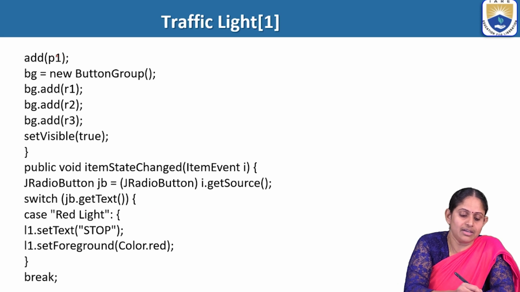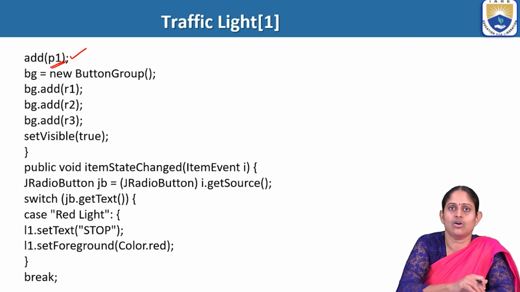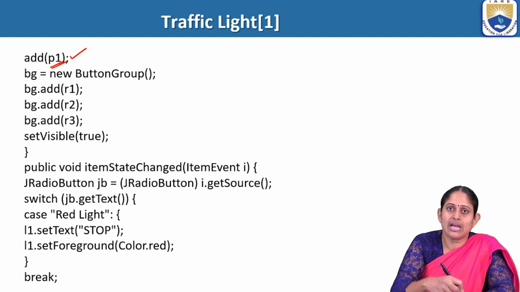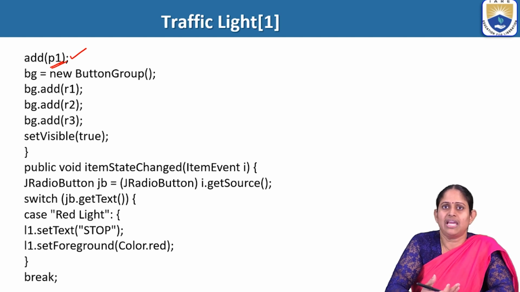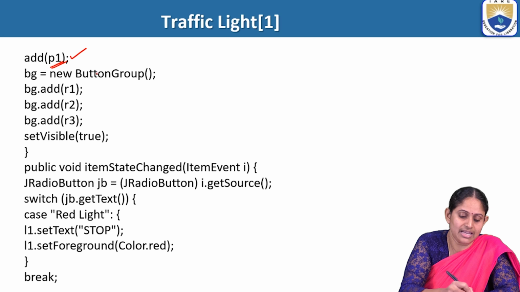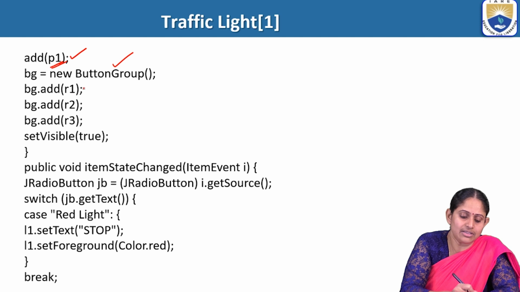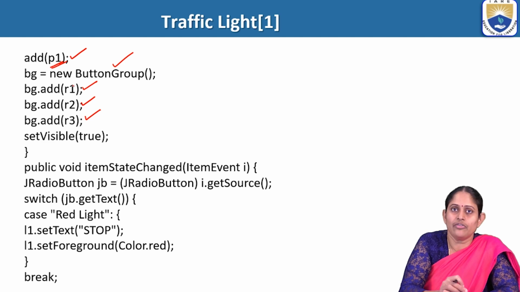Now we had placed these buttons onto the panel, and that panel is placed onto the frame. So add P1 means that panel P1 will be added onto the frame. Now to achieve the radio buttons behavior, we have to add the three radio buttons onto a button group. We create a button group and we add the red radio button, yellow radio button, and green radio button onto this button group, so that when R1 is clicked, R2 and R3 will be off.